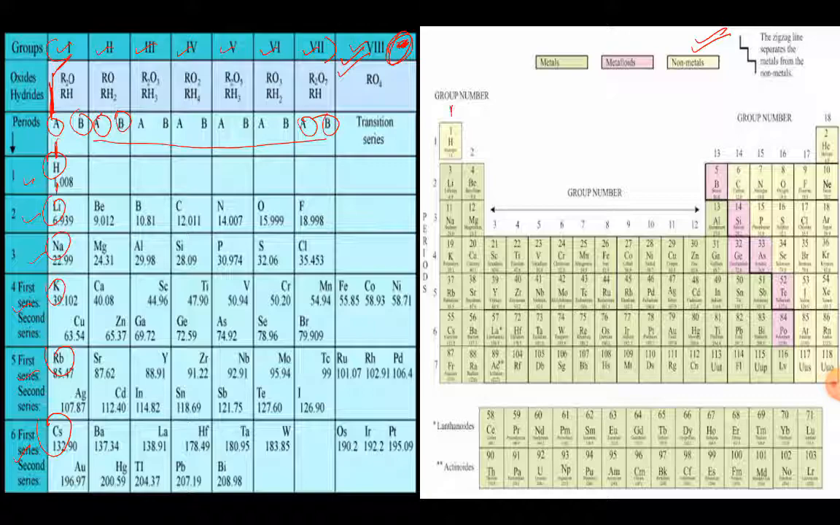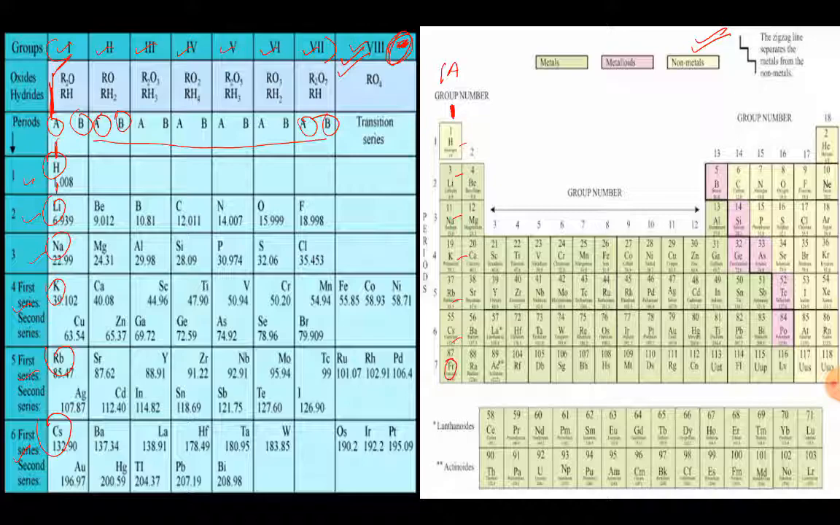Now just focus on group 1 of the modern periodic table. So this is also hydrogen, lithium, sodium, potassium, rubidium, cesium, and now we have francium also. So what does it mean? That group 1 of the modern periodic table is actually 1A of Mendeleev's periodic table.